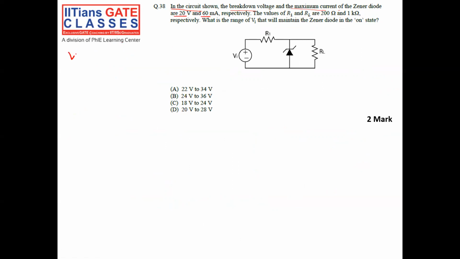Okay, so VZ breakdown is equal to 20 volt, and the maximum current that I can flow through the diode, IZ maximum, is equal to 60 milliampere. The values of R1 and RL are 200 ohm and 1 kilo ohm. What is the range of VI that will maintain the Zener diode in on state?